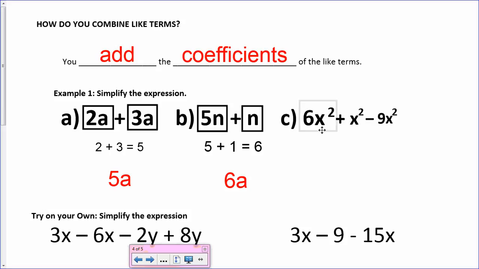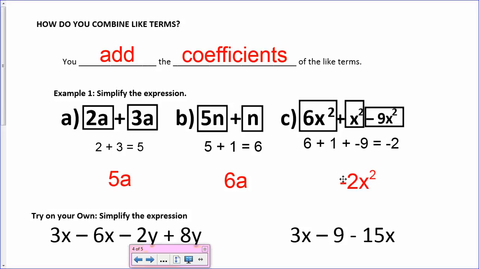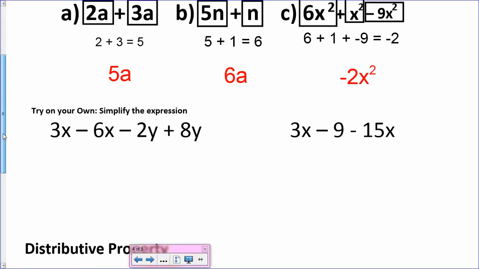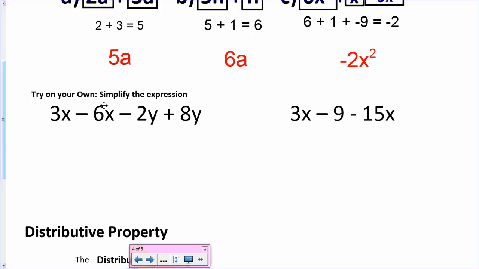Okay? 6x squared, a single x squared, and remember, what is this? It's not a minus 9, it's a plus a negative 9. So negative 9x squared is another like term. So I go ahead and combine all those coefficients, the 6, this invisible 1, and the negative 9. I get negative 2. That becomes my new coefficient. Negative 2x squared.